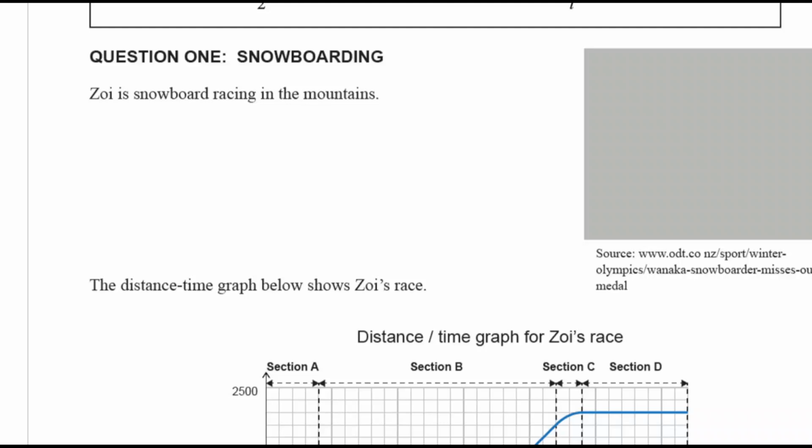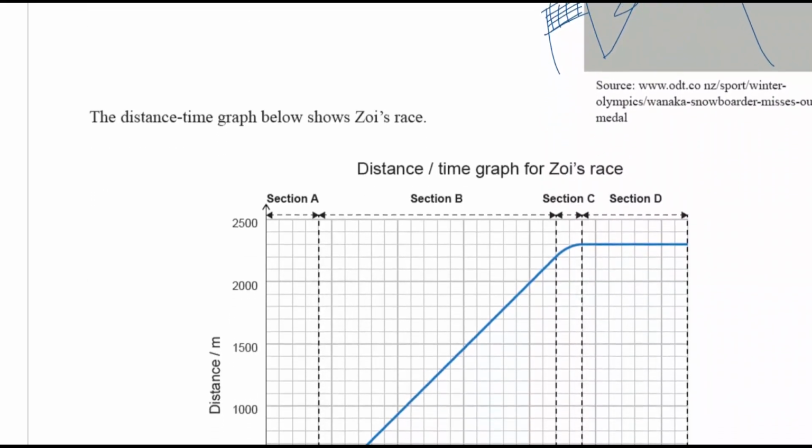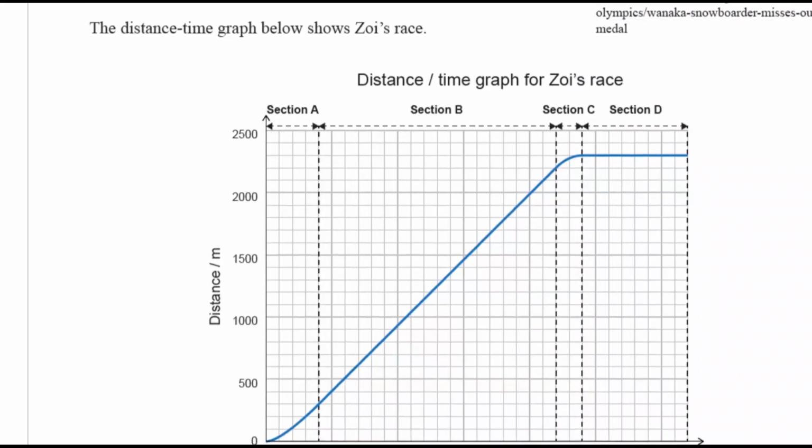Snowboarding. So Zoe is snowboard racing in the mountains. Here we have our mountain and Zoe snowboarding and racing. The finish line. Halfway there. But this is a physics paper, right? Mechanics. And so we're given a distance time graph to show Zoe's progress through the race.